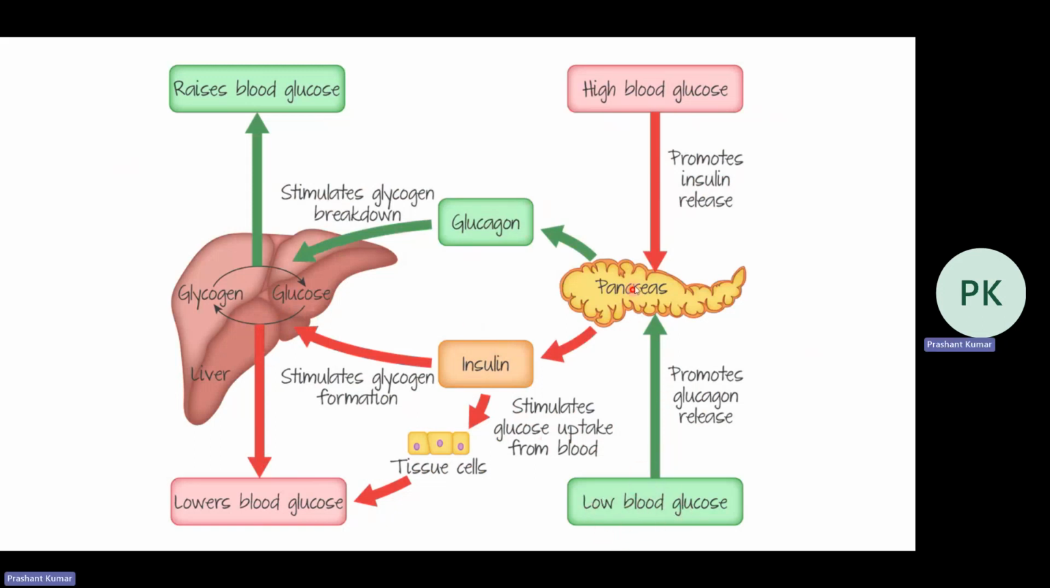When we have a low blood sugar, let's see this arrow, the green arrow, it promotes glucagon produced by the pancreas. Glucagon will stimulate glycogen to break it down, and then blood sugar will rise up.